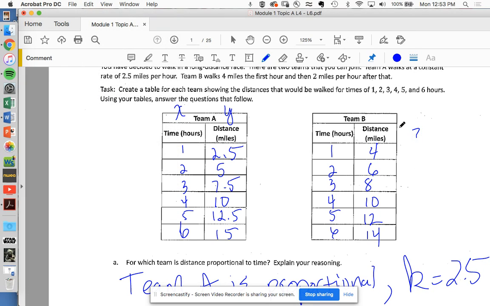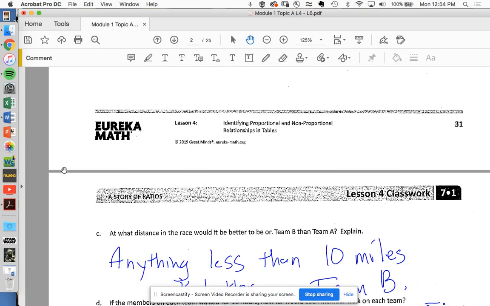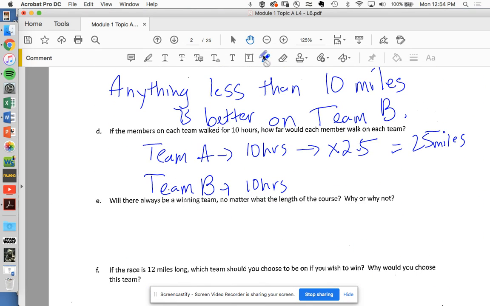Well, 2 more miles would be 16. 8 hours would be 18. 9 hours would be 20. 10 hours would be 22. So there's our answer. We'd have to extend the table out, which takes a little bit of time and a little bit of effort. I might make a mistake doing that, but we did it there. And how far did they go? 22 miles. Okay?